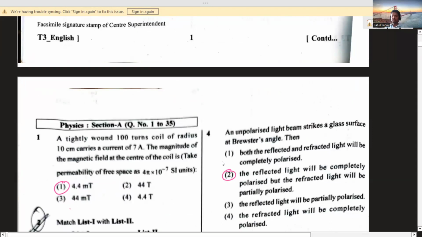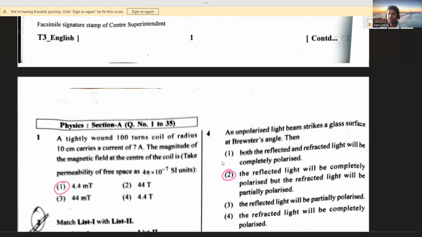I would like to say the physics paper was relatively tough, or you can say lengthy, with respect to 2018, 2019, 2020, the last 3 years you can check. The questions were relatively lengthy and conceptual. Some of the questions they asked from deleted portions also, so we have to learn those areas also. Radioactive decay they asked, and pure rolling questions are also there.